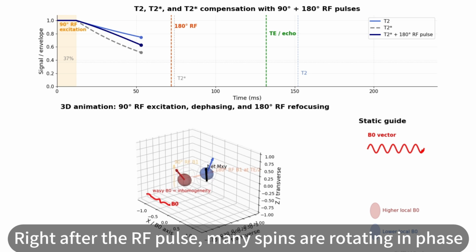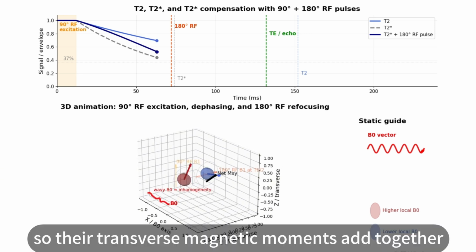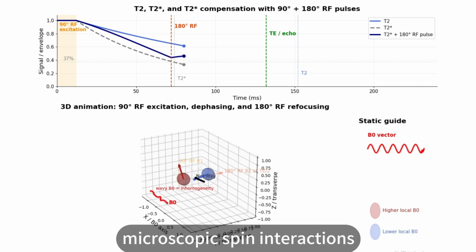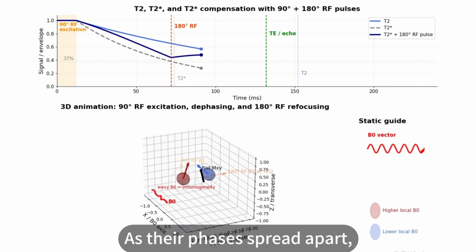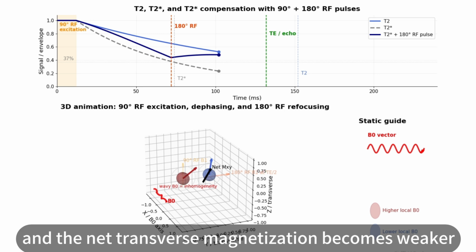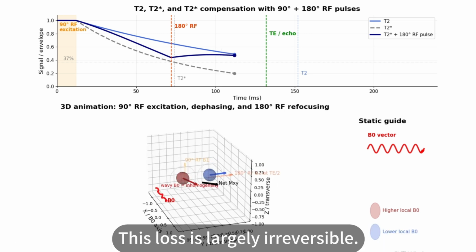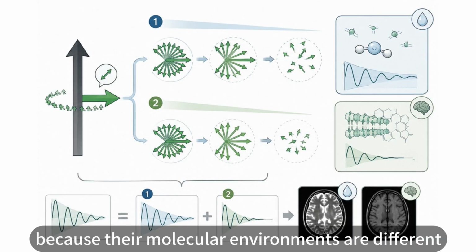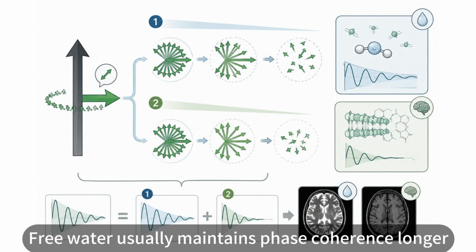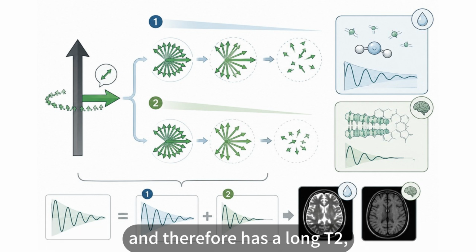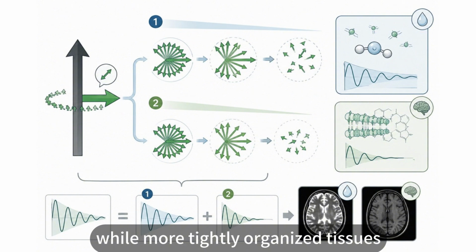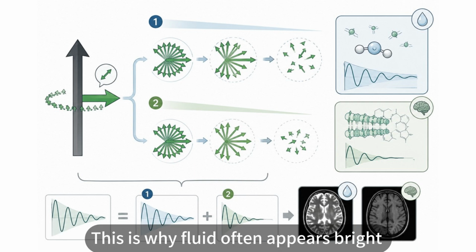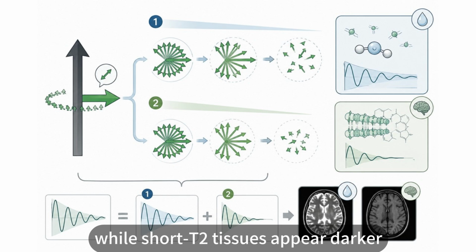Right after the RF pulse, many spins are rotating in phase, and their transverse magnetic moments add together and produce a strong signal. Over time, microscopic spin interactions cause them to lose synchronization. As their phases spread out, the individual signals begin to cancel, and the net transverse magnetization becomes weaker. This loss is largely irreversible. Different tissues have different T2 values because their molecular environments are different. Free water usually maintains phase coherence longer, and therefore has a long T2, while more tightly organized tissue tends to lose coherence faster and has a shorter T2. This is why fluid often appears bright on T2-weighted images, while short T2 tissue appears darker.